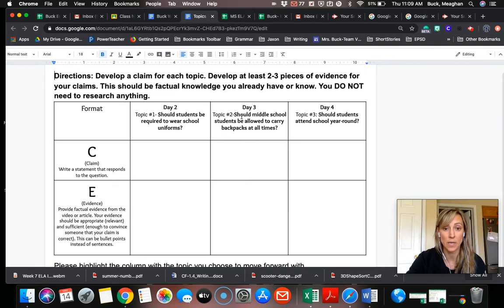So day 3, topic number 2: should middle school students be allowed to carry backpacks at all times? Again, should or should not, creating your claim, and then thinking about evidence that you could come up with to support that claim. Lastly, day 4, topic number 3: should students attend school year-round? So again, you would type your claim into the box, your side or your stance that you would take, and the evidence that you would develop to support that claim.